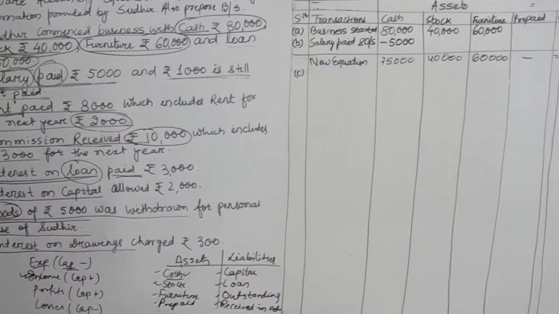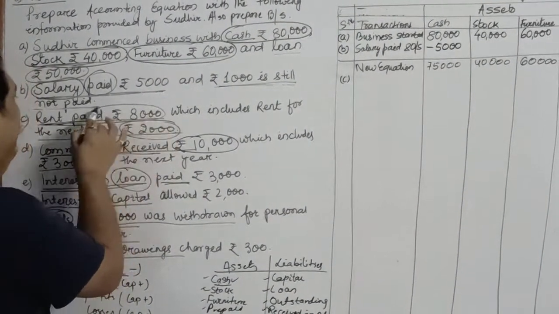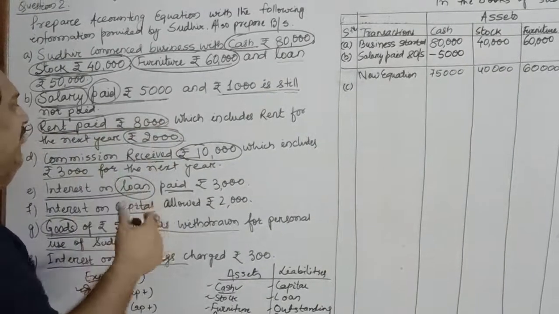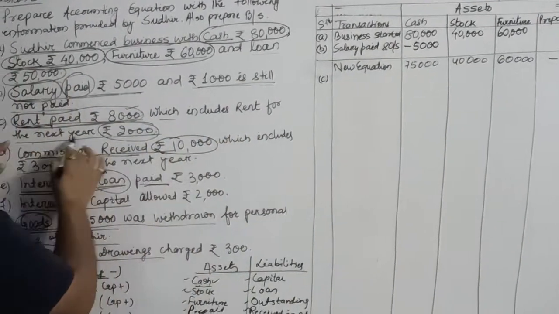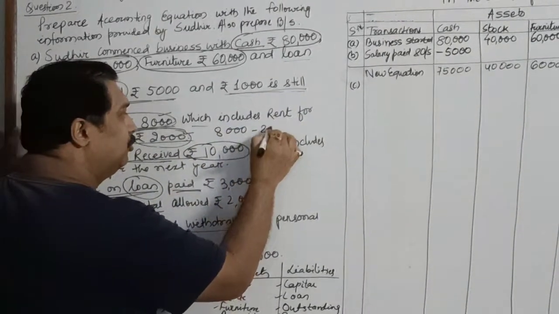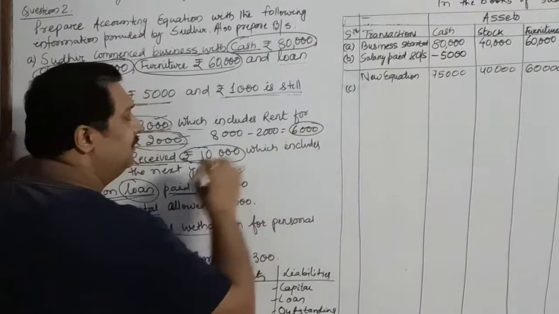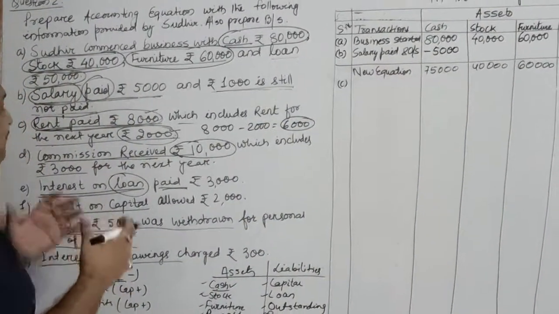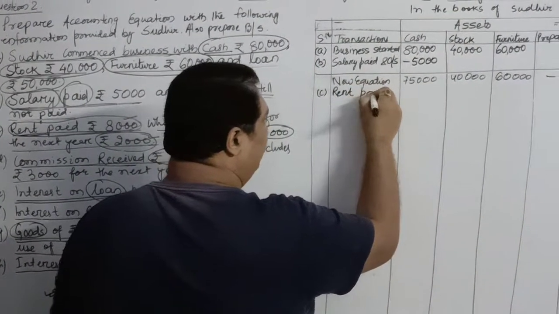Third transaction, transaction number C. What is it? Rent paid rupees 8,000. So how much is the rent paid? 8,000, which includes rent for the next year 2,000. That means out of this 8,000, 2,000 is for the next year. So how much is for the current year? 6,000. So when we are paying rent, here you can write rent paid.